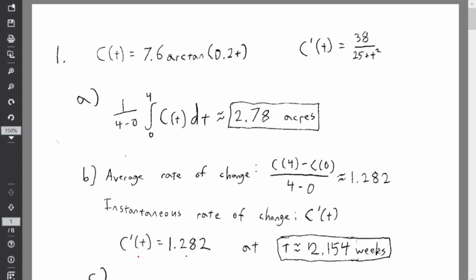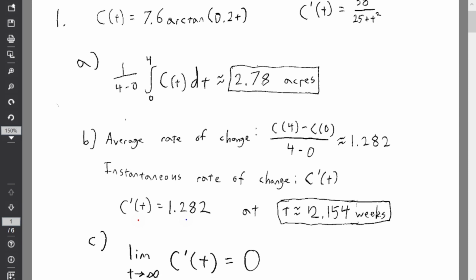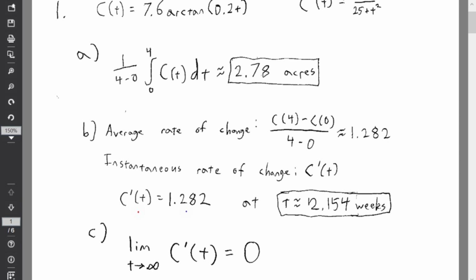That is because the degree on the bottom is bigger. So as t gets really, really big on this function, that 25 plus t squared is going to get bigger and bigger. The 38 is going to stay 38. And we have 38 over this really huge number, which will get closer and closer to 0 as t gets larger and larger. So that's why that limit is 0. And you can also see that on the graph, that horizontal asymptote going closer and closer to 0.